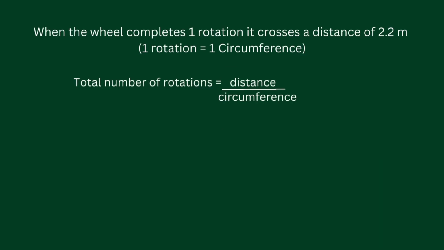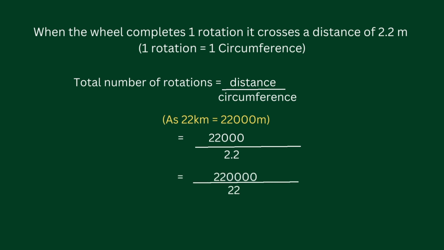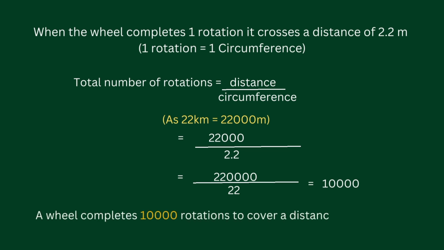Total number of rotations is equal to distance upon circumference, as 22 km is equal to 22,000 meter. Put values. After solving, we will get the answer 10,000. A wheel completes 10,000 rotations to cover the distance of 22 km.